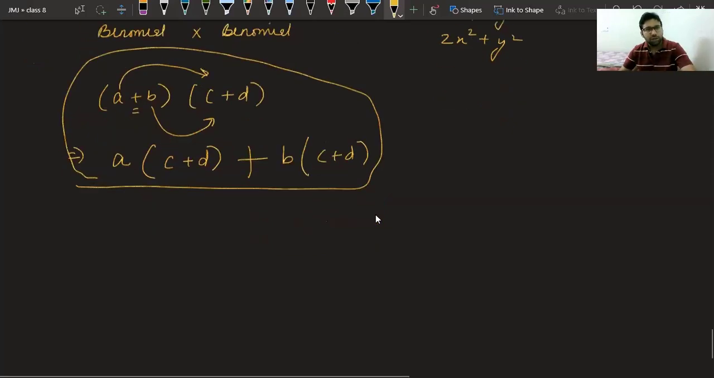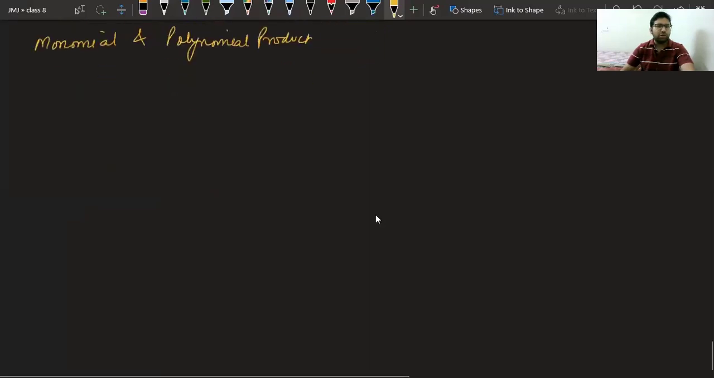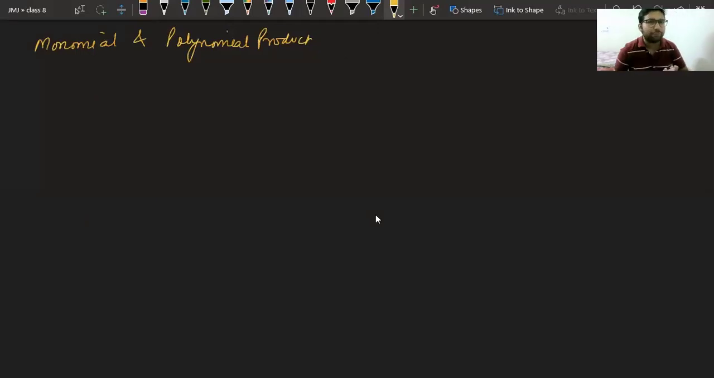Okay, now let's see today's topic, multiplying a monomial by a polynomial. It is an easier one, so let's see. We have already done some questions on this. We have done the product of a monomial and a binomial, but this is a polynomial. You can have a binomial, a trinomial, a quadrinomial, whatever you want.